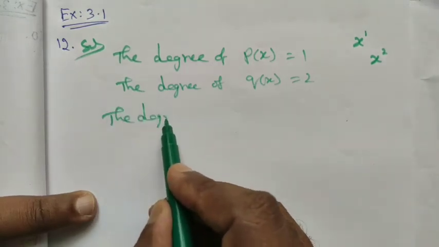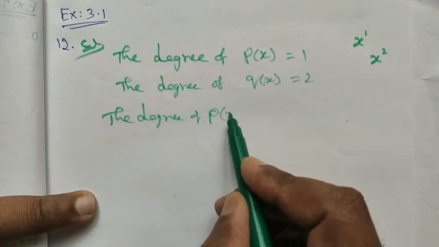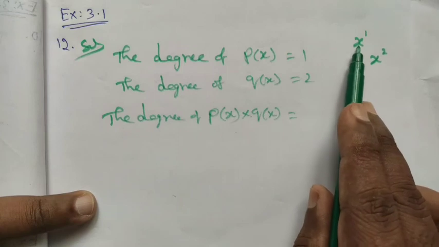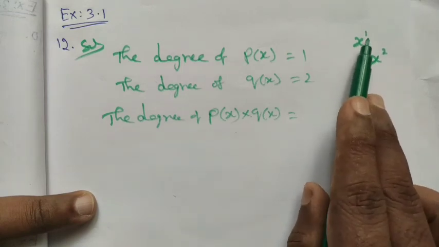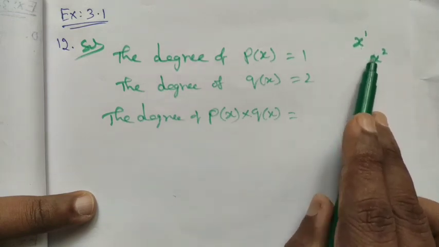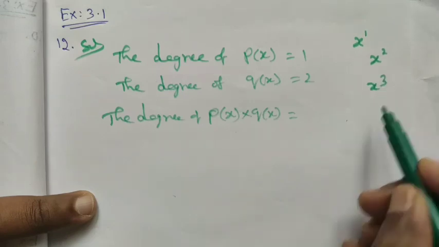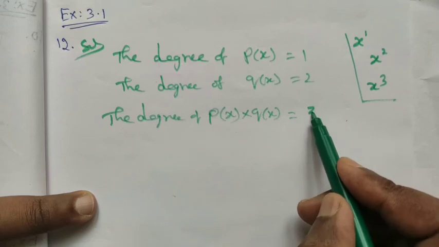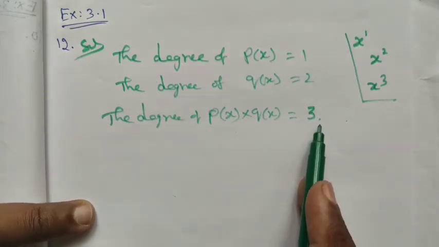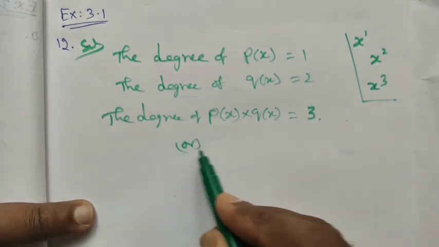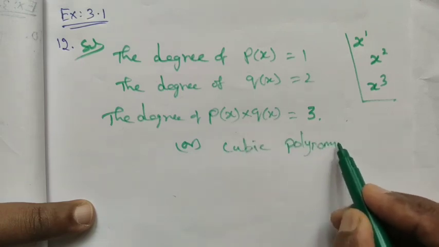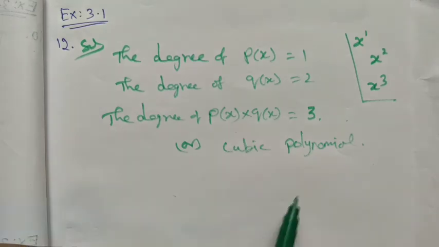Now the degree of p of x into q of x is equal to, see, when the variables have degree 1 and 2, when we multiply these two, we get x power 3, right? We get x power 3. So the degree of the polynomial is 3. Either we can say it is a degree 3 or cubic polynomial. So the degree of p of x into q of x, by this condition, we get the value as 3.